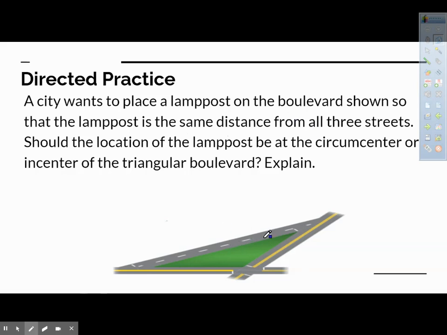Okay, and it says it wants the lamppost the same distance from all 3 streets. So you need to think about the street. Does the street represent the side of a triangle or does it represent an angle? Okay, all right, so the streets represent the sides. So you want a location that's equidistant to the sides of the triangle. Okay, so you want all 3 of these to be the same. And based on that, we would use the in-center.